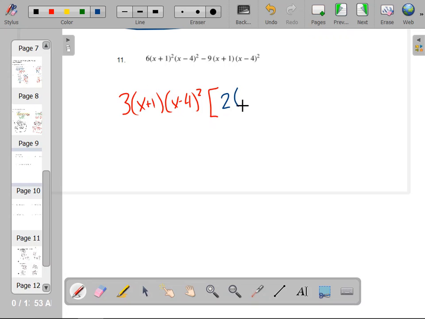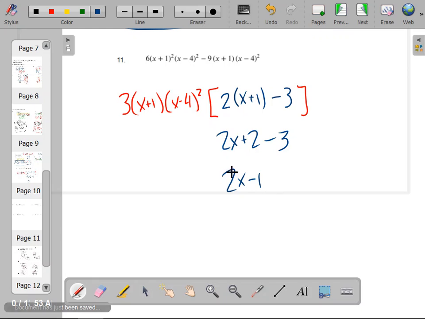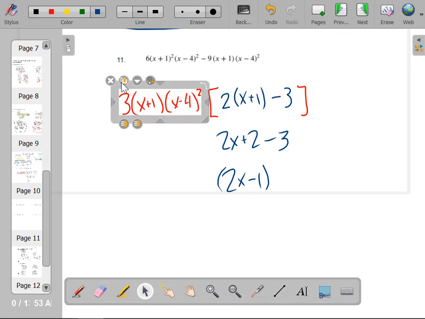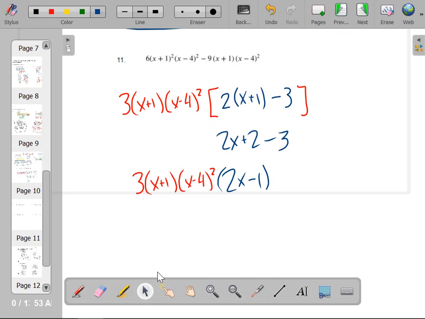This has 1 x plus 1, but I need another x plus 1. And x minus 4 is taken care of. 3 times, what gives you 9? 3. X plus 1 is good, x minus 4 is good. So that's it for the inside. We just got to simplify it. So distribute 2x plus 2 minus 3. Combine like terms. 2x, 2 minus 3 is negative 1. So that's one of my factors. And then don't forget, that's your other factor. So I'll write that out front. If you want to leave it in brackets, you can. Parentheses are fine though too.